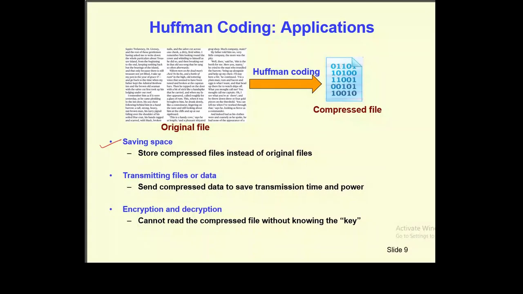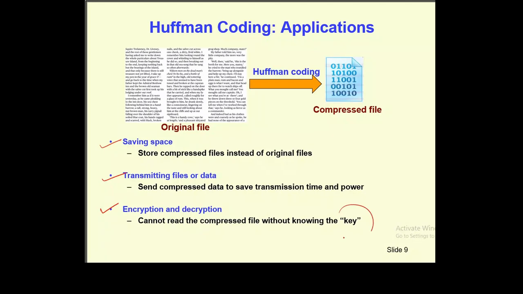It will save space in storing the file, and it will reduce the size so that transmission of the file over the network will be very easy in terms of time and power. And since we are doing the encryption, it is not possible for anybody to open and use that file, because it will not be decrypted without the particular key. Now what is this key? I will tell you in some later slides.